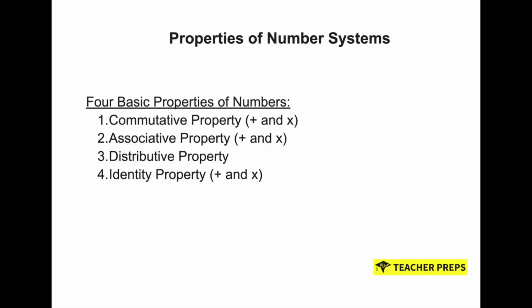In this video, we're going to talk about the properties of the number systems. There are 4 basic properties of the number system. These properties are important to know because they help us solve more advanced mathematical concepts, such as simplifying expressions, combining like terms, and solving multi-step equations. Let's go through them each one by one.